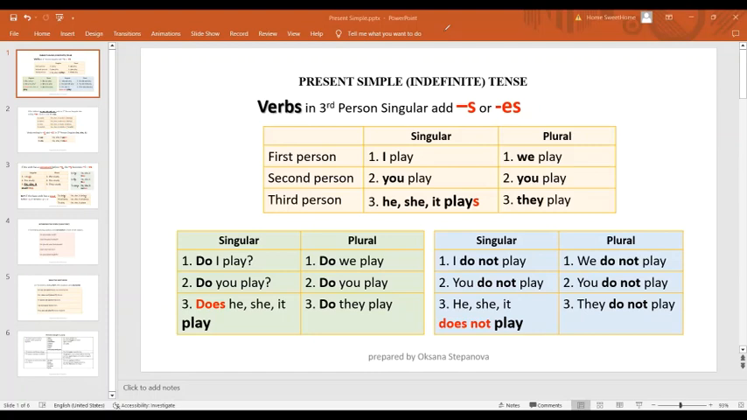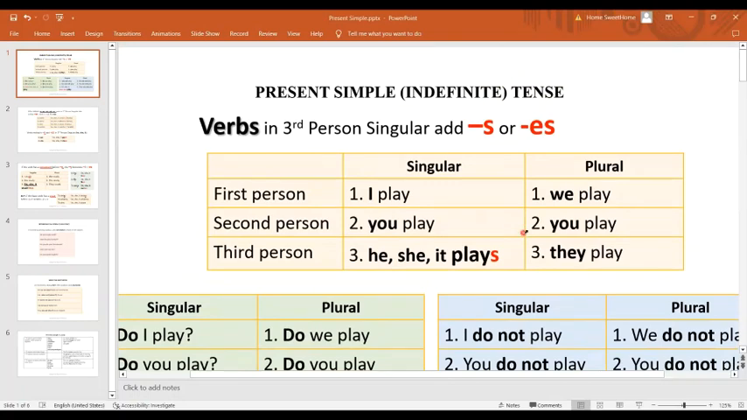Today we're going to learn about present simple, or in the older version, present indefinite tense. So let's look at the verbs and the way we change them in present simple. In the English language, we need to add s or es, which is the same suffix, to the verbs in third person singular. So let's look now at what it means, third person singular.